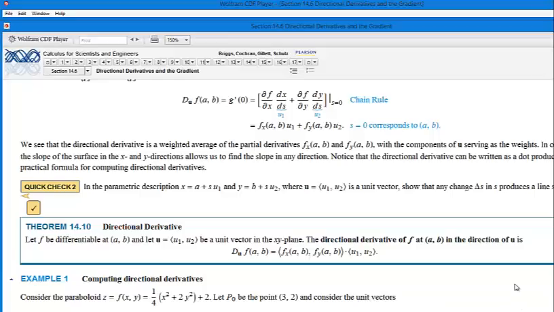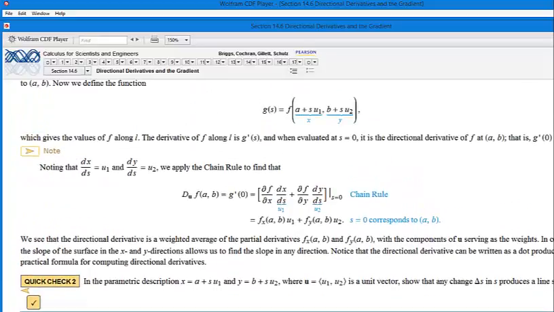Okay, so we're on to section 14.6, and right before they say what the directional derivative is, they do an example with the chain rule. Yeah, we talked about this in class. We said let's let x be a plus su1 and y be b plus su2. And the quick check said, if you do that and use some unit vector, show that any change delta s in S produces a line segment of length delta S. Okay, well, let's see if we can do that.